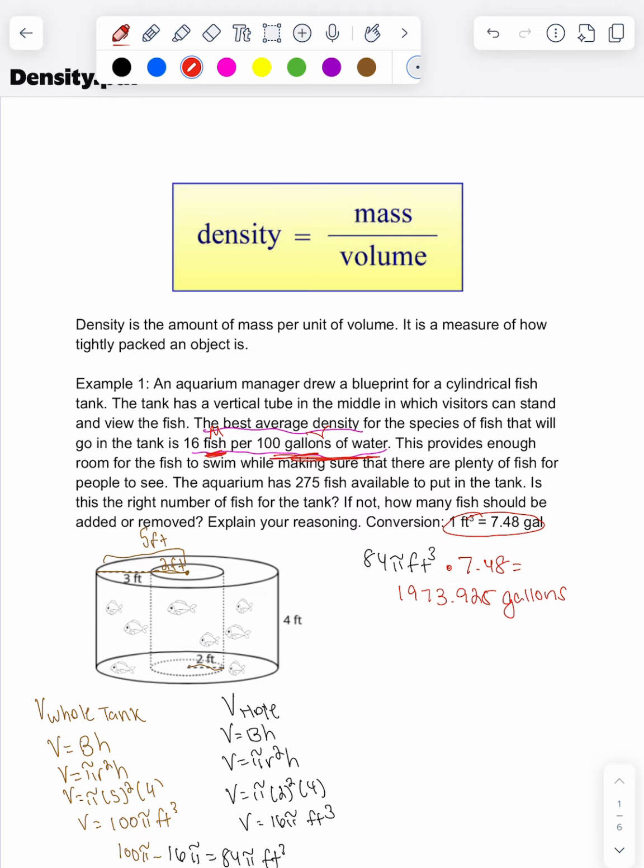And now I'm all set to use density, the density that they provide. So density equals mass over volume. So the density is 16 fish per 100 gallons of water. Notice right here, fish per 100 gallons of water. So density is equal to mass. That's what we're trying to find. We're trying to find the number of fish that would be the good amount for this tank. And then the volume, we found it before. It would be this number over here in gallons.